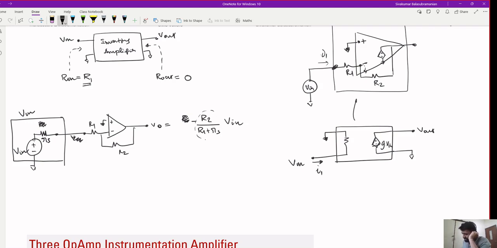And this term is less than R2 by R1. That means the output is not, let's say R2 is selected to be 10 and R1 is selected to be 1, Vout will not be equal to minus 10 times Vin, but some smaller value. So the absolute value of the gain will be less than 10. That means even though the true open-source voltage of this voltage source is Vin, the output that we see is not amplified to the same extent.